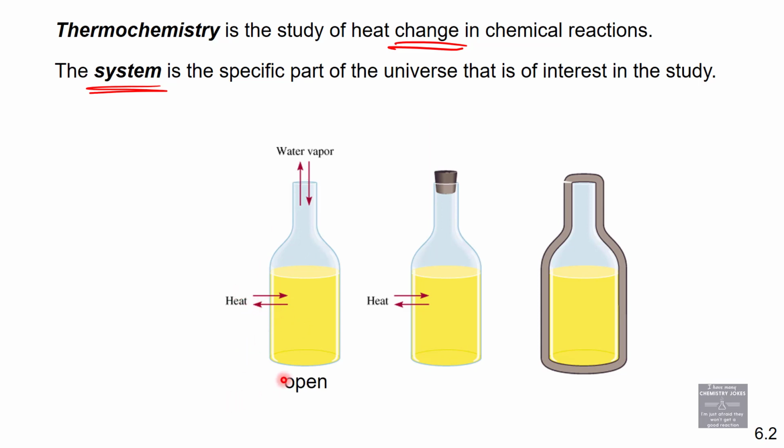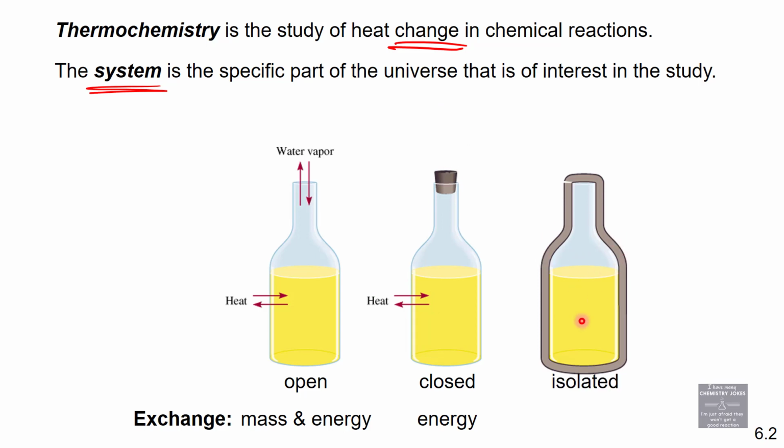An open system can have heat transfer into and out of the system, and it can have mass transfer into and out of the system. It can exchange both. A closed system can have heat transfer in and out, but the mass cannot transfer in or out. And an isolated system cannot have either energy or mass transfer.